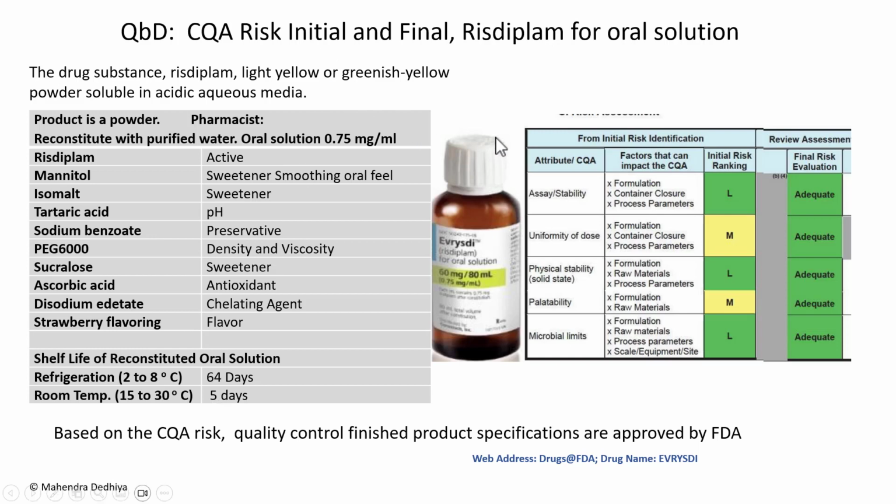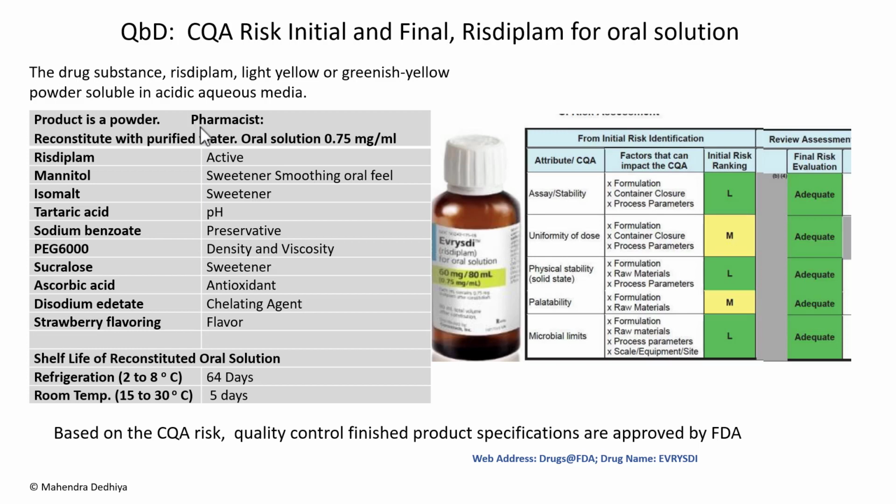So let's look at the initial risk assessment. Formulation, container closure, process parameters, they were low risk initially. This is a reconstituted product. That means once you add water, you get a uniform distribution oral solution. This initially was classified as medium risk. So this was reduced to adequate risk by requiring pharmacists to reconstitute with purified water rather than the consumer taking it home and reconstituting it.